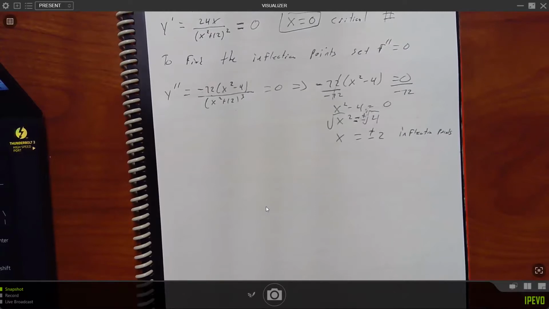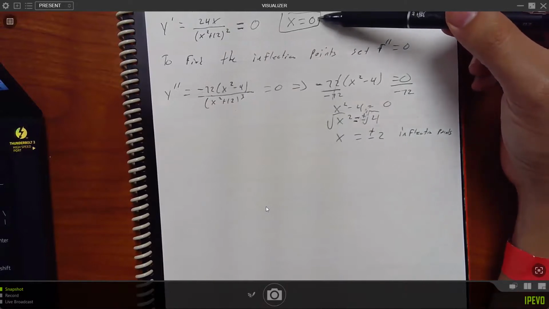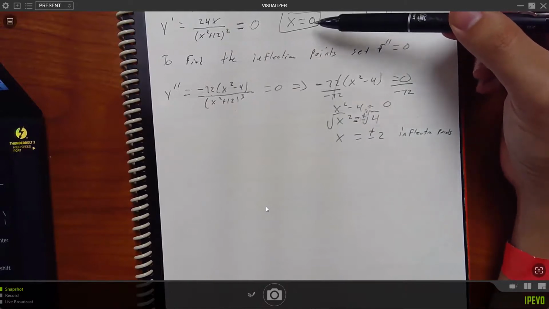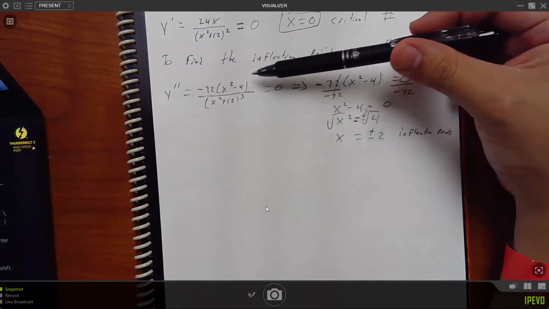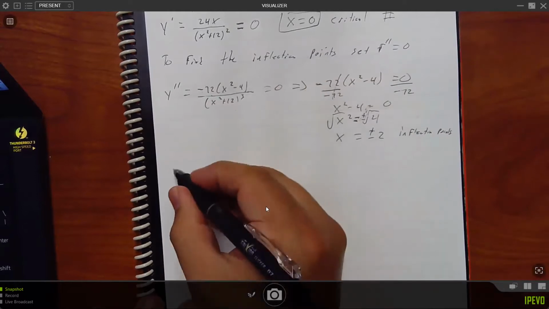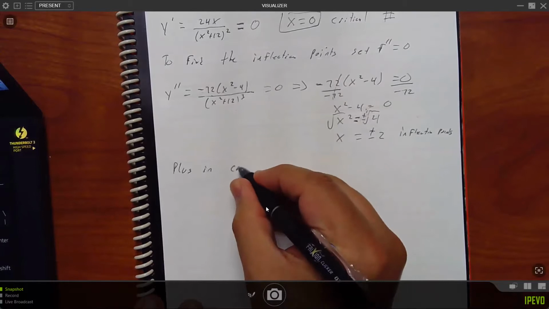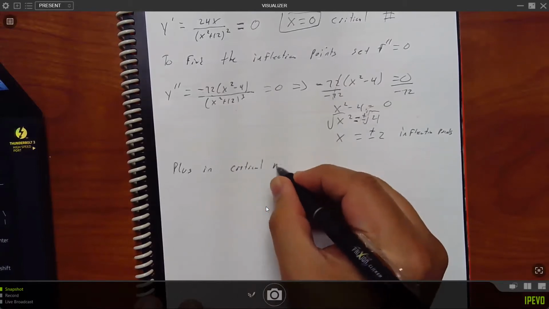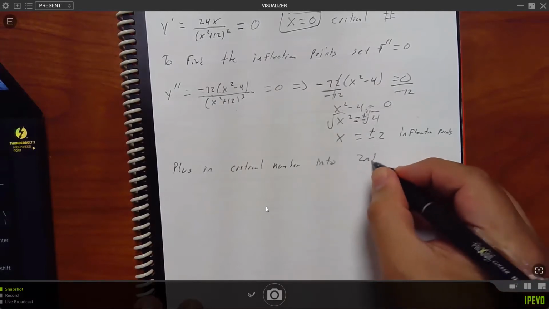Okay, so now we can plug in the critical number to find the extremas. You can plug it in here. We'll know if it's a maximum or minimum. So plug in critical number into second derivative.